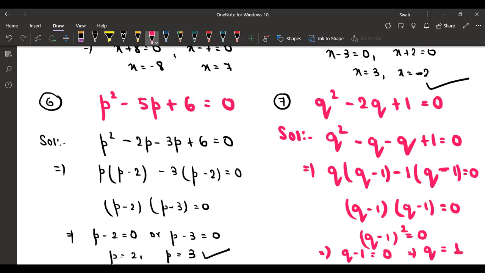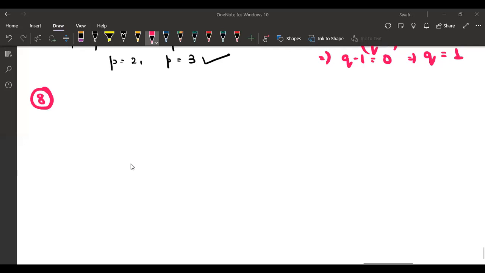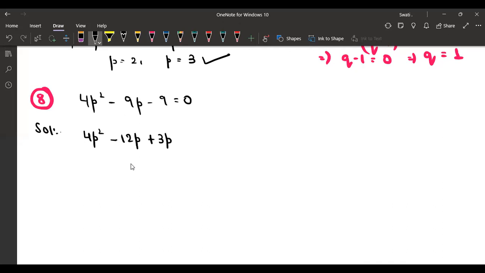Now we can move to the 8th question. So in the 8th question, we have 4p square minus 9p minus 9 is equal to 0. Now here, of course, the product is coming 4 times 9, that is 36. So I have to write down 4p square, and if I write down here minus 12p plus 3p, am I getting the product minus 36? Yes, minus 12 times 3 is minus 36.